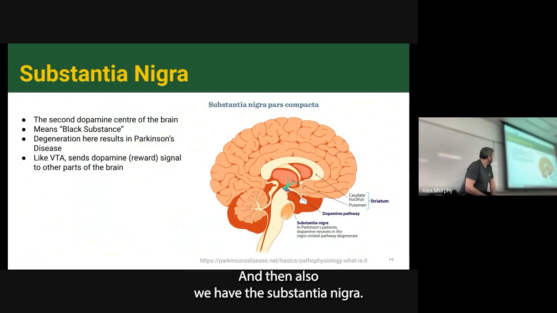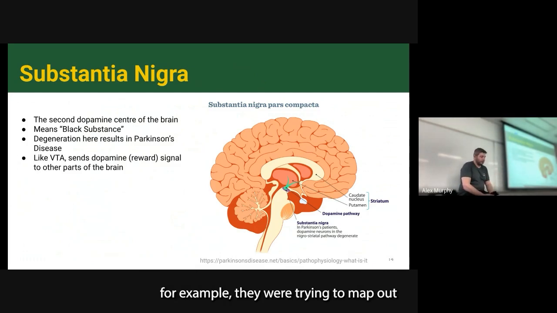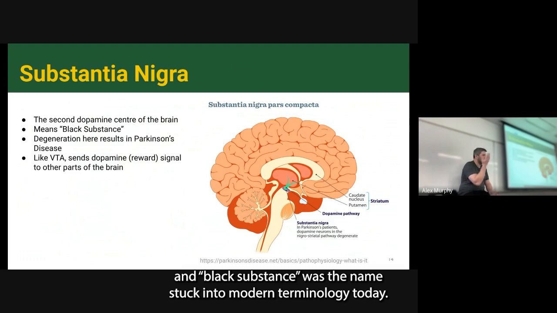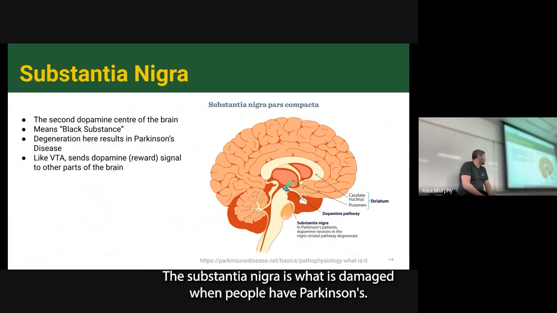And then also we have the substantia nigra. This means black substance in Latin. When they were doing postmortems, for example, they were trying to map out the areas of the brain. They just noticed there was this area that was black, so they just called it the black substance, and that name stuck into modern terminology today. The substantia nigra is what is damaged when people have Parkinson's.